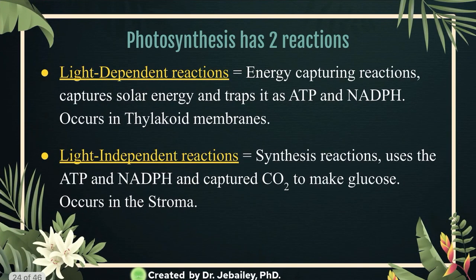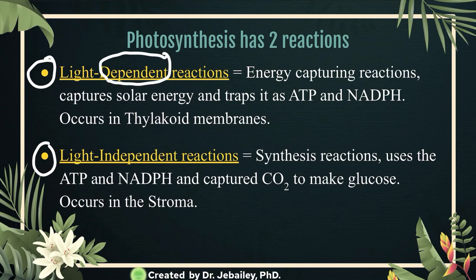Okay, so now that we got through this, now we're going to look at the two reactions. Because remember, there are two processes happening in photosynthesis. There's the light-dependent reaction right here. That is the first process. And then the light-independent reaction. Now, the light-dependent, and you see the word dependent right here, it means that I am depending on the light to function. That means I need the sunlight.